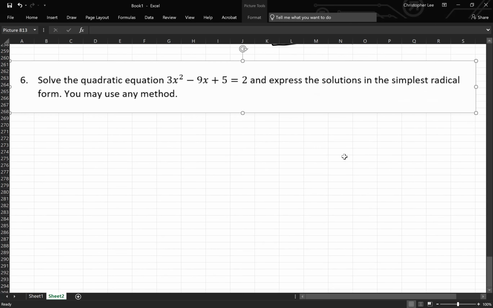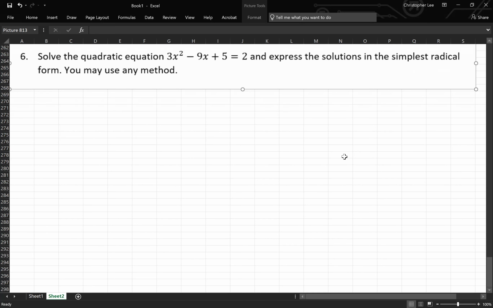All right, this looks good. So we want to solve the quadratic equation and express the solutions in simplest radical form. You may use any method, so do whatever you want on this one. Just give me the answer. They did it 3 times. Nice. We should get the same answer for all of them.